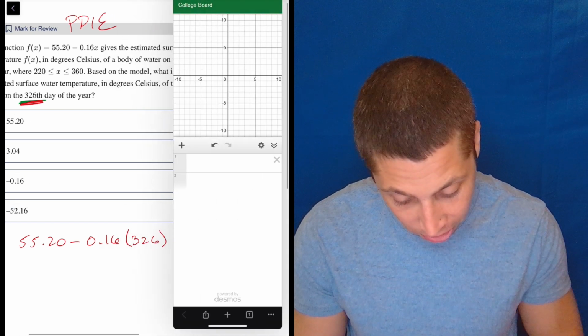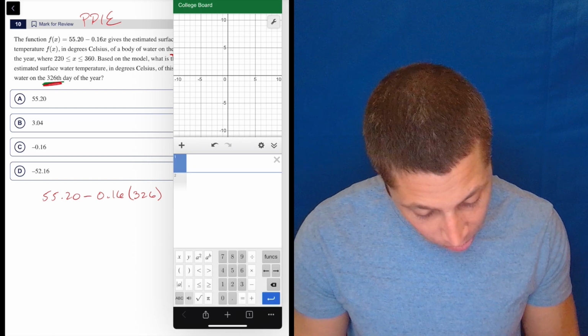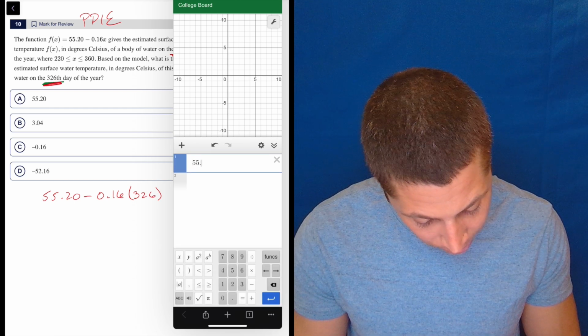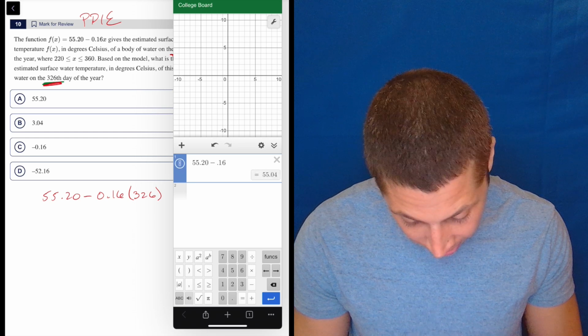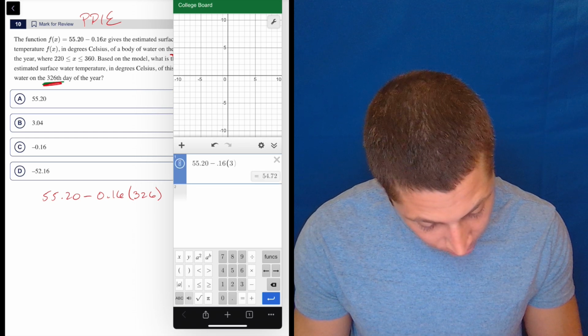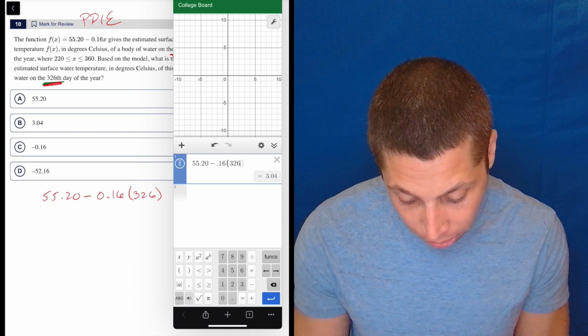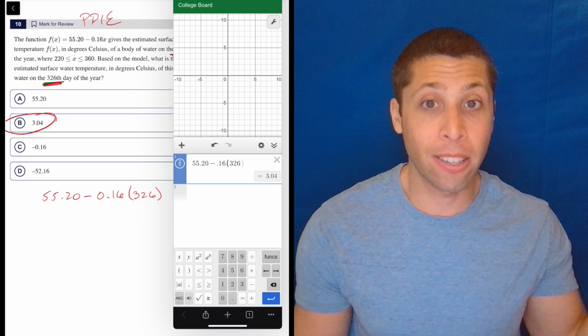I'll show it to you just for the sake of using Desmos more. 55.20 minus 0.16 times 326 is 3.04. Choice B. That's it. That's the whole thing, right?